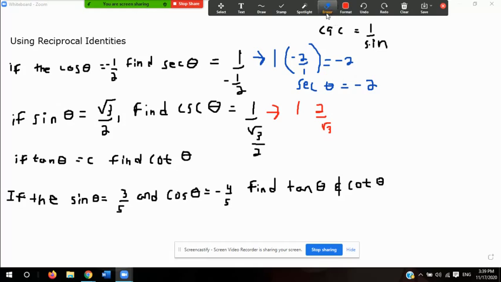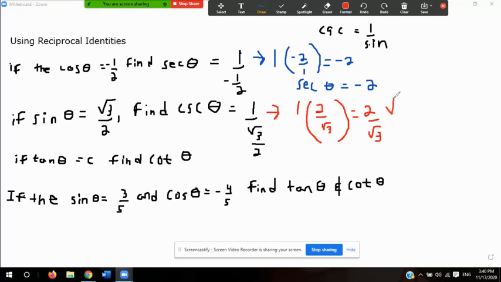There we go. 1 times 2 over the square root of 3. Now, 1 times 2 over the square root of 3, or any number multiplied by 1, is itself. So this is going to equal 2 over the square root of 3, but I need to rationalize my denominator.